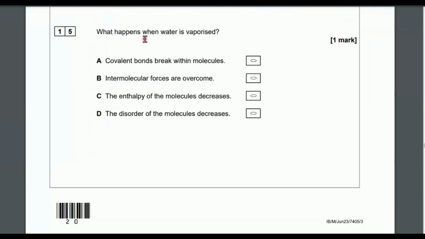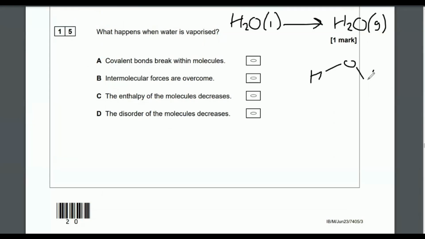And question 15, what happens when water is vaporized? So what we're talking about here is water going from its liquid state to its gaseous state. And a covalent bond breaks. No, the H2O still is like that. Whether it's a gas or a liquid, water is still like that. This covalent bond is not broken, so that's wrong.